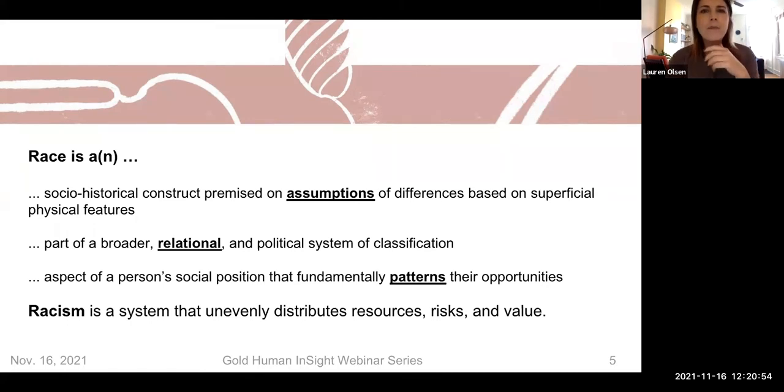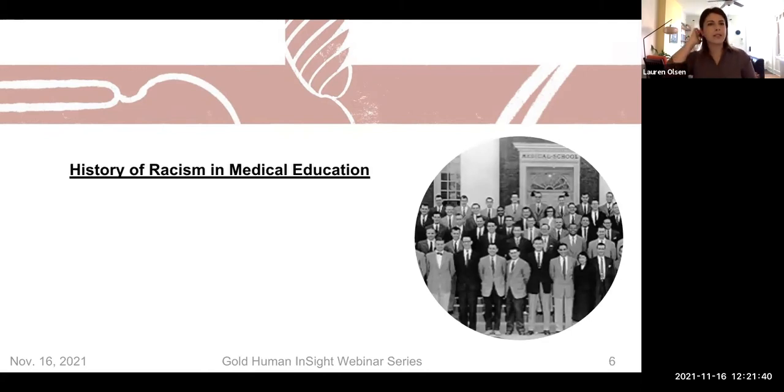So again, to summarize this slide, while race is this socio-historical construct premised on assumptions of difference, it is part of this broader relational system of classification that fundamentally patterns their opportunities. And this construction of race as biological is really foundational to this racism, as a way to prove or legitimize the position of white people at the top. So I'm going to begin with the history of racism in medical education and bring it to the present, now that we have these definitions out of the way.